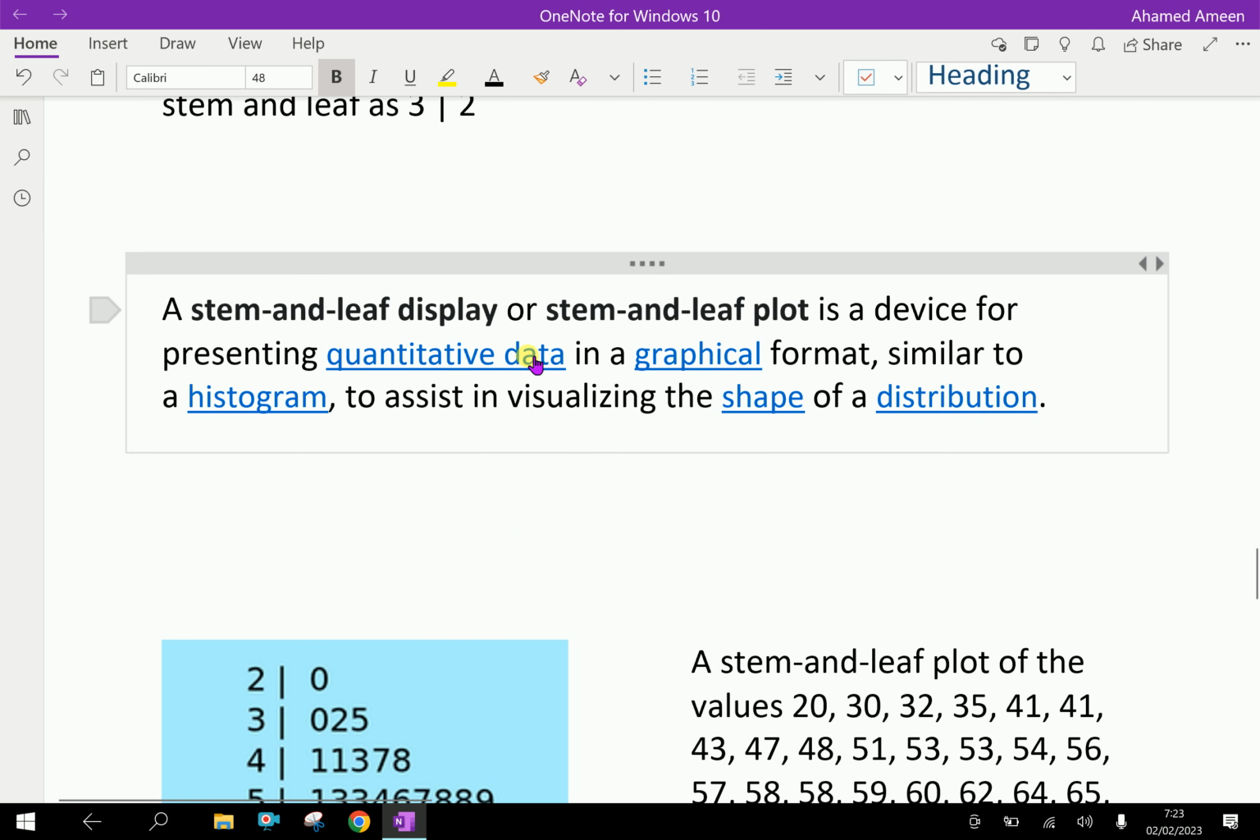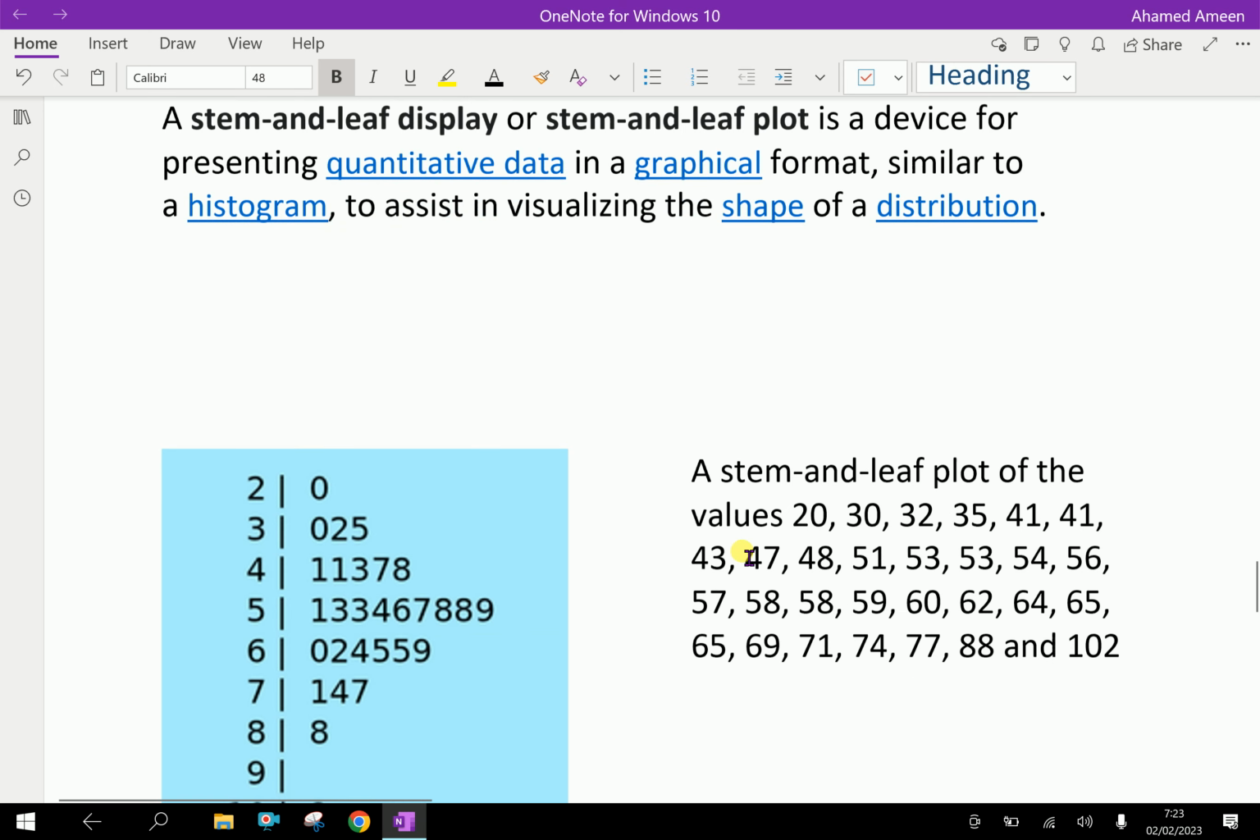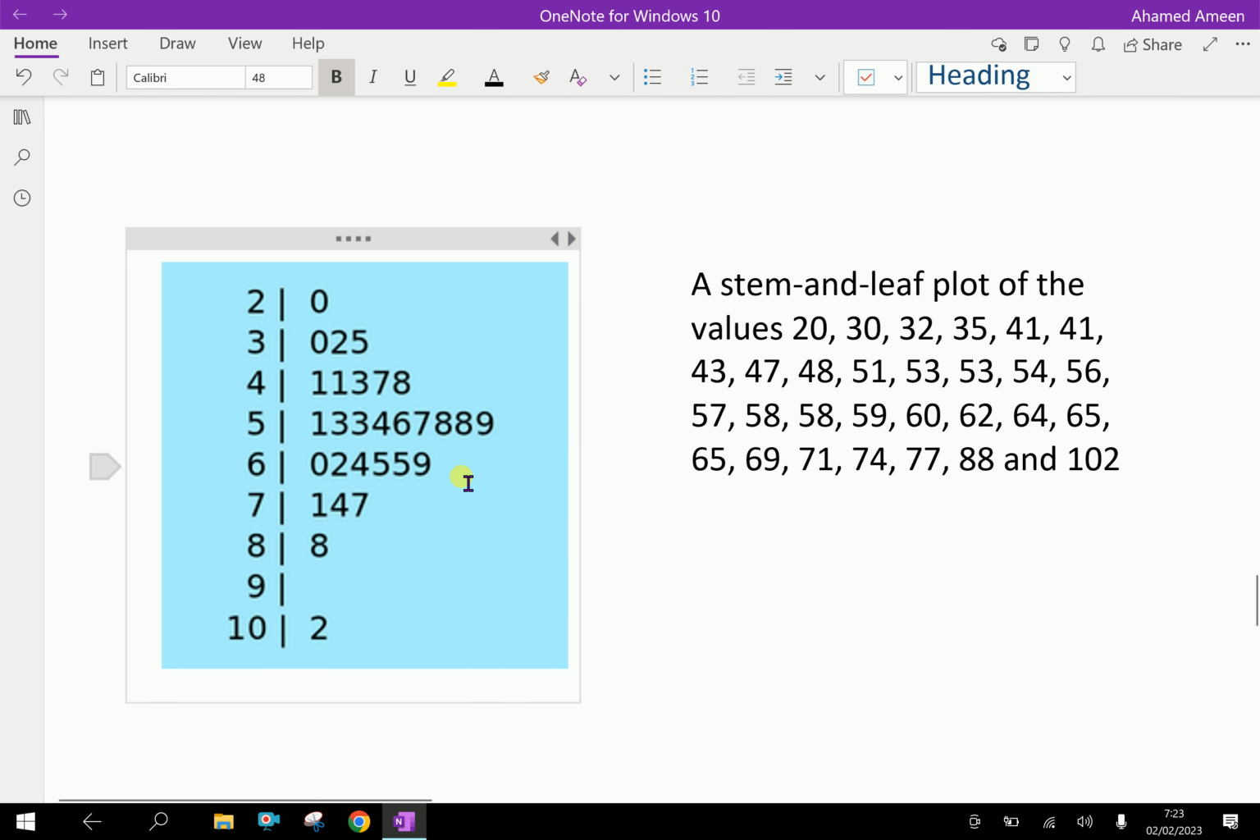A stem and leaf display, or stem and leaf plot, is a device for representing quantitative data in a graphical format, similar to a histogram, to assist in visualizing the shape of their distribution. For example, here one stem and leaf diagram is given.